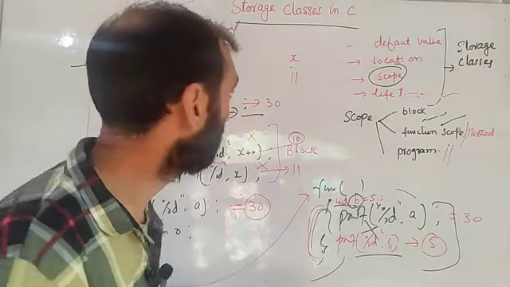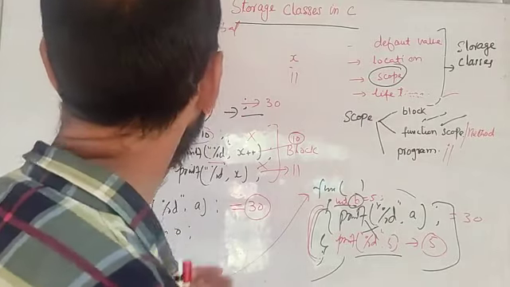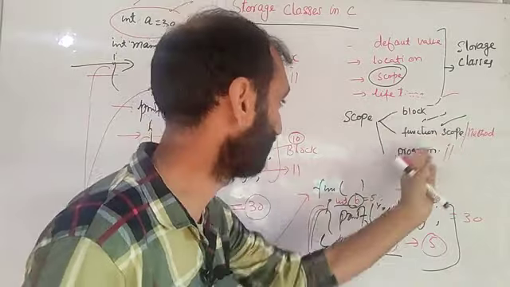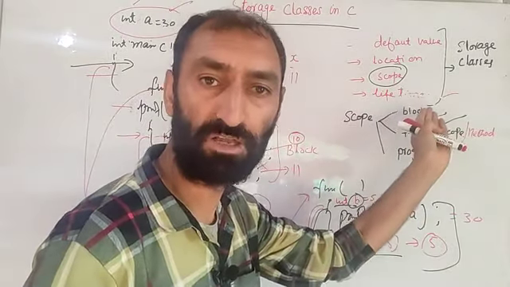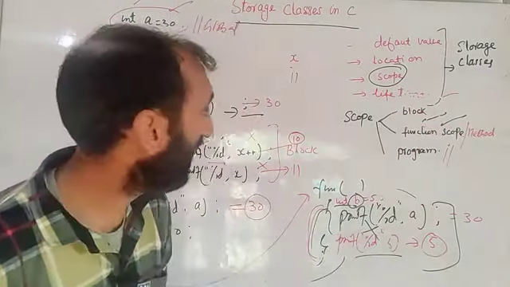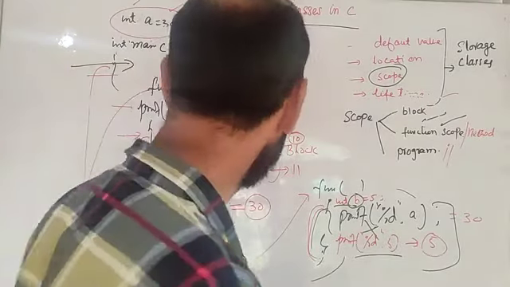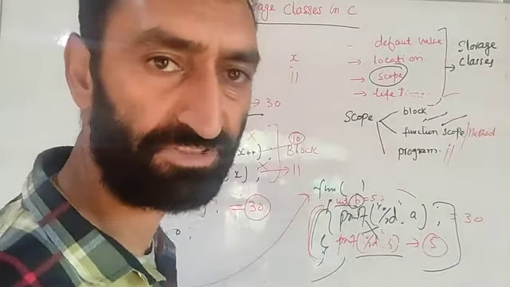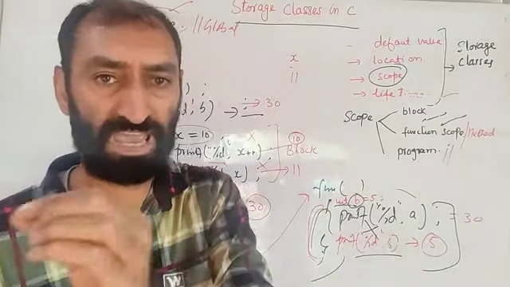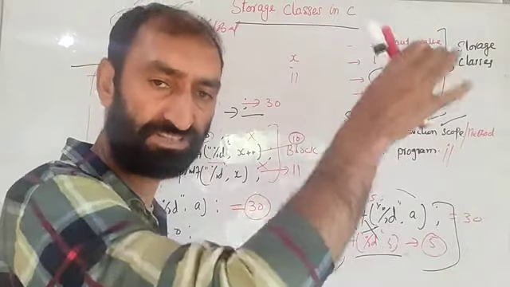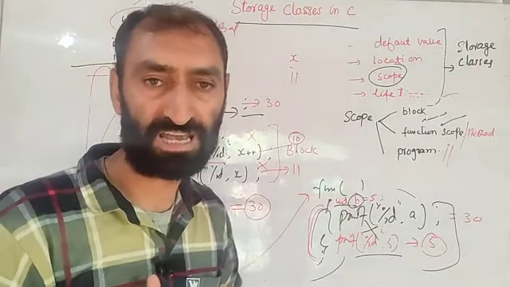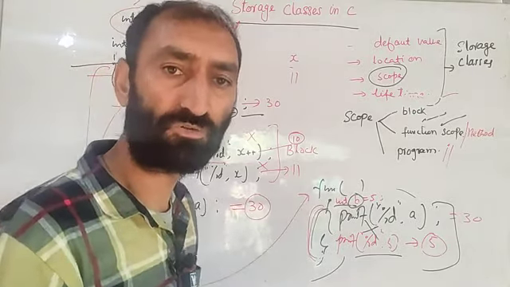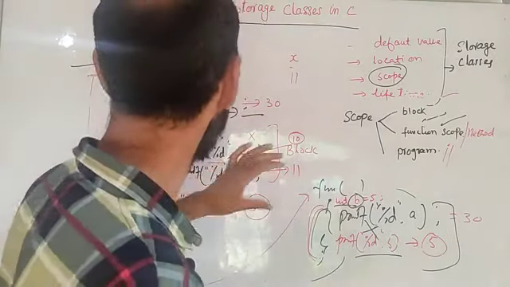Now I hope you have understood what scope is. There are 3 types: block scope, function scope, and program scope, and what the lifetime of a variable means. And in the next video, we are going to discuss the storage classes. As I have told you, there are 4 storage classes: the auto storage class, the external storage class, the register storage class, and the static storage class. In the next video, we are going to discuss these storage classes one by one.